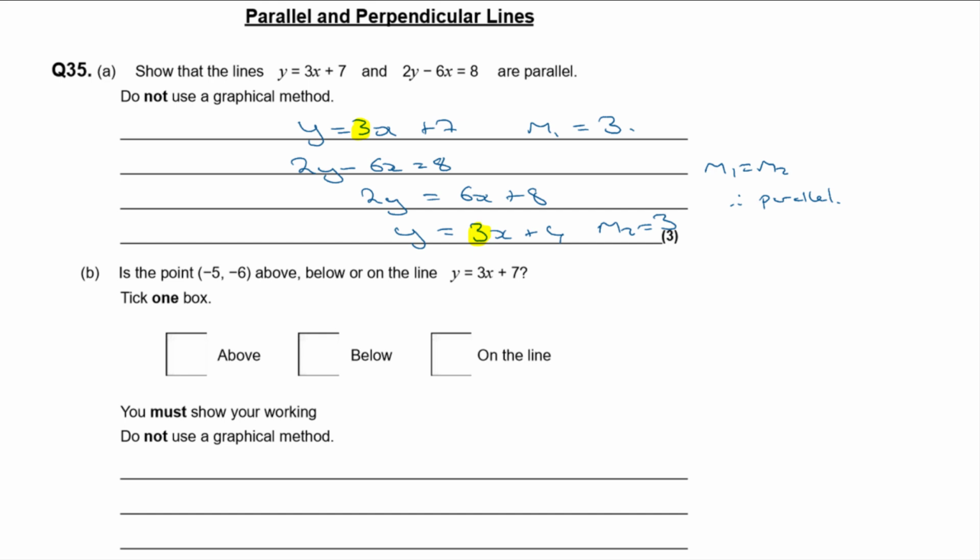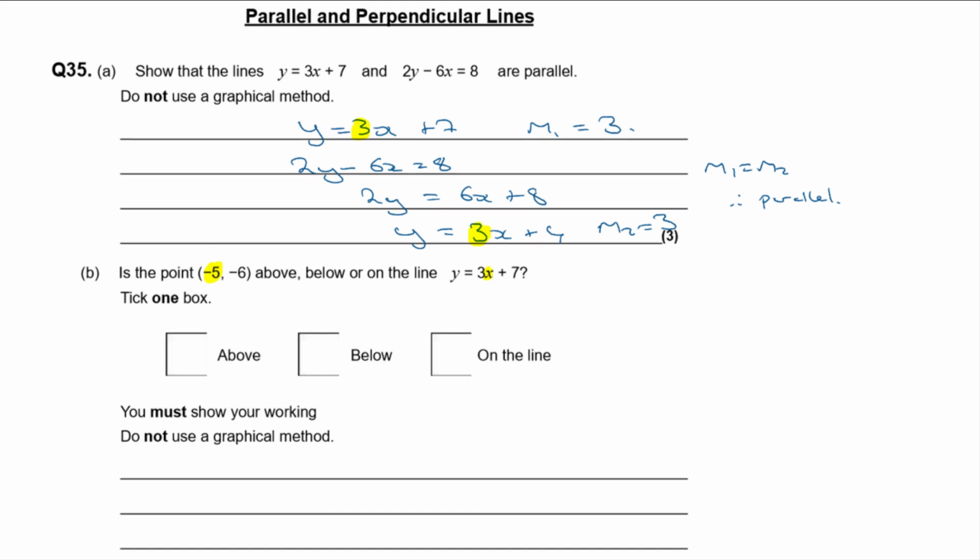Right. Is the point (-5, -6) above, below, or on the line y equals 3x plus 7? Tick one box. Okay. So what I'm going to do is take this value here for the x coordinate, sub it in here, and work out the y value. Now, if the y value is minus 6, it's on the line. If the y value is more than minus 6, it's going to be above the line. And if the y value is less than minus 6, it's going to be below the line.